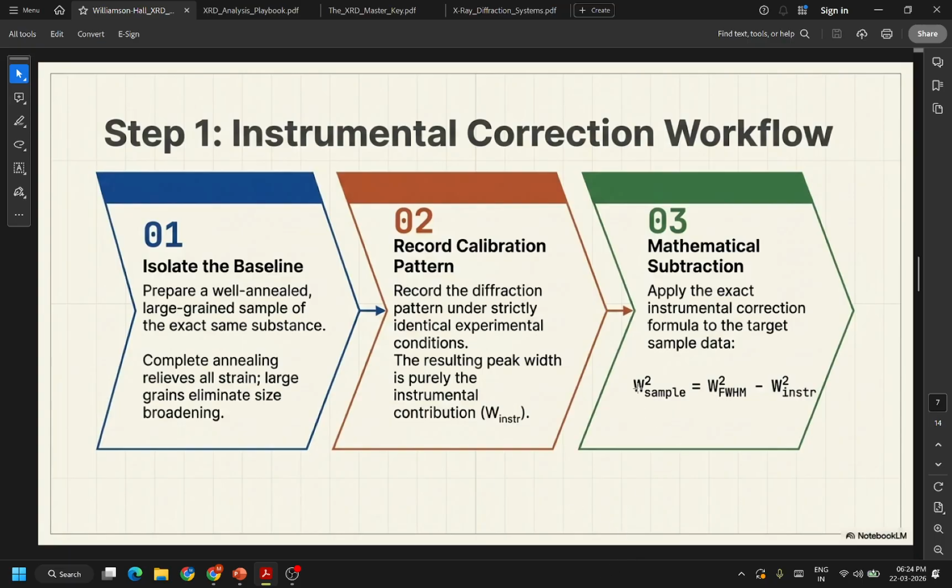Now, to get just the broadening from your sample, you subtract the FWHM you got from the calibration sample from the FWHM you got from your sample. So you can calculate W squared sample equals W squared FWHM minus W squared instrument. Now your W squared sample does not contain your instrumental noise. It only contains contributions from size and strain.